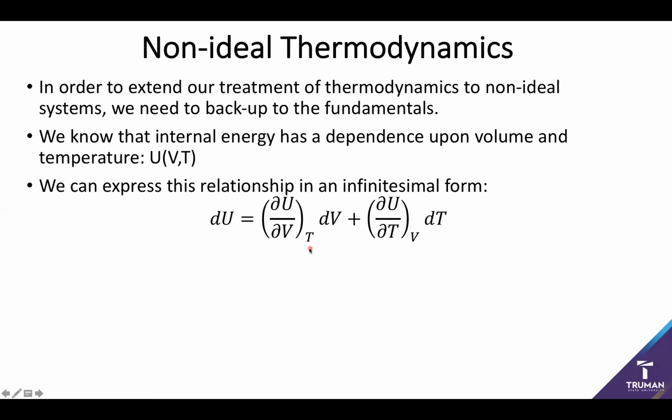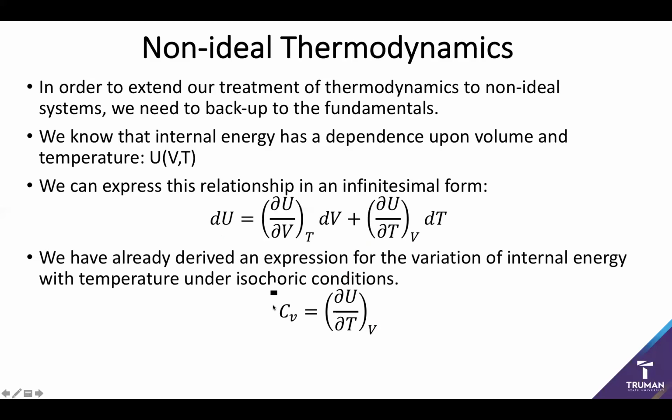And one of the nice parts about this is when we're trying to break up our internal energy in terms of temperature and volume, it turns out we already have solved for the change in internal energy with temperature under constant volume, because this is our good old friend, the isochoric heat capacity. However, what we've been neglecting so far has been the relationship between internal energy and volume. And so we're going to focus in on this change in internal energy with volume under isothermal conditions.